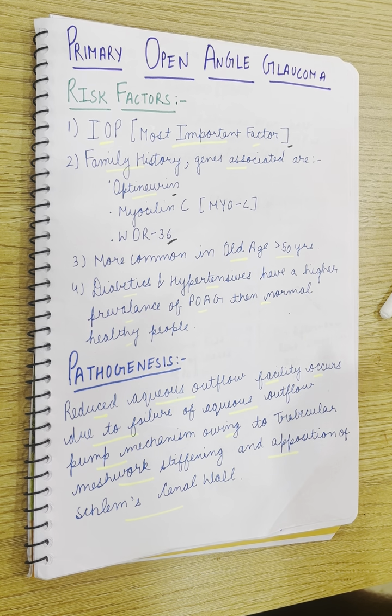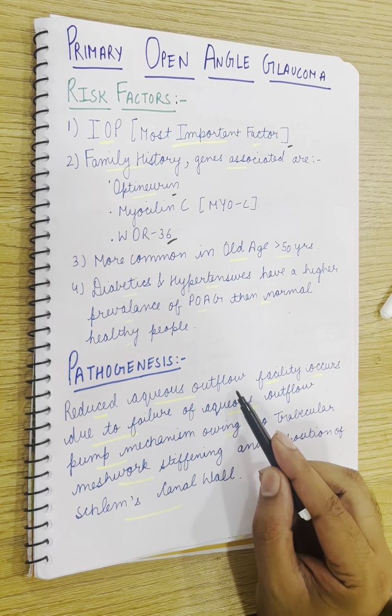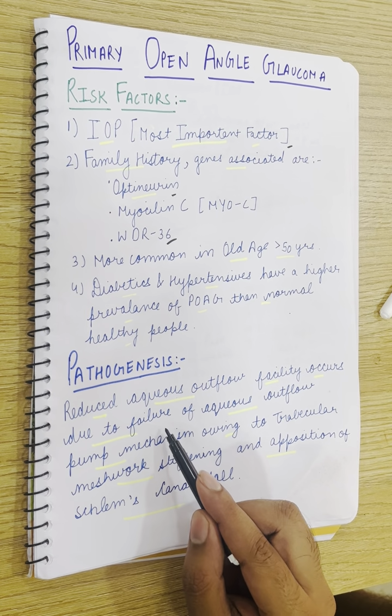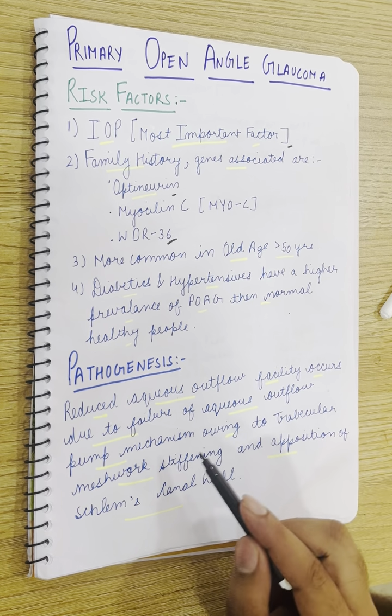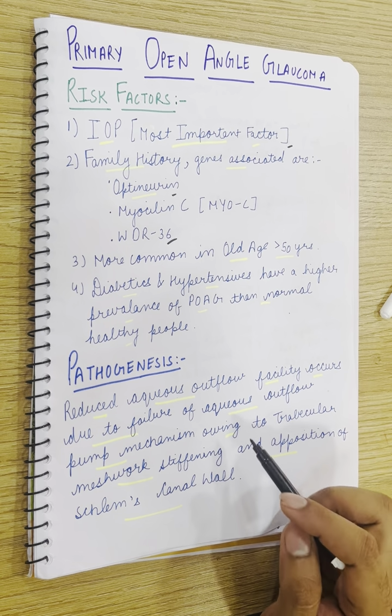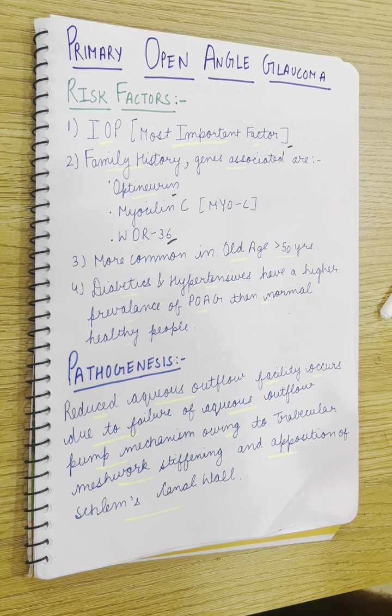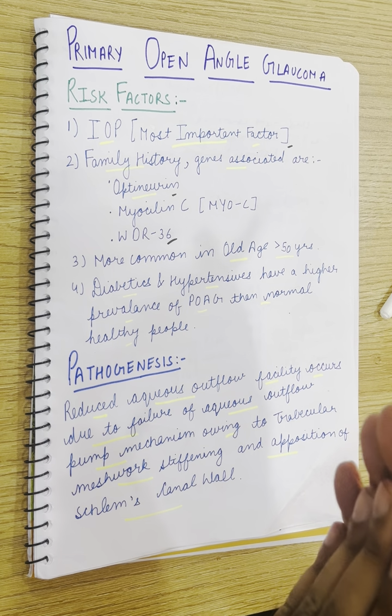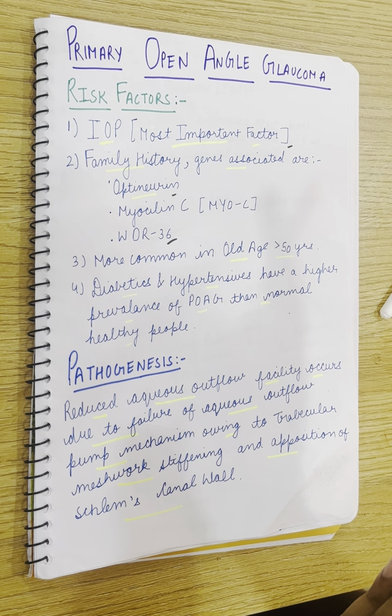Now next, in pathogenesis, what is the cause of this disease, why does this disease occur? Here there is reduced aqueous outflow facility, which occurs due to failure of the aqueous outflow pump mechanism owing to trabecular meshwork stiffening and apposition of the Schlemm's canal wall. So after a certain age, there is stiffening in the trabecular meshwork, and due to that there is apposition of the Schlemm's canal wall. So there is difficulty for the aqueous outflow, and hence the IOP increases. This is the pathogenesis of primary open angle glaucoma.